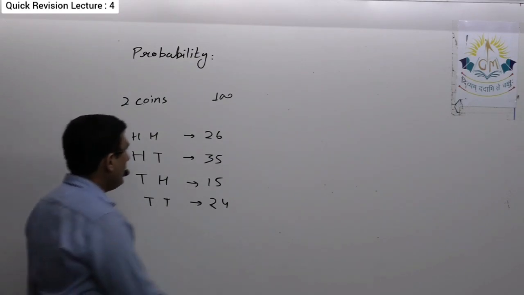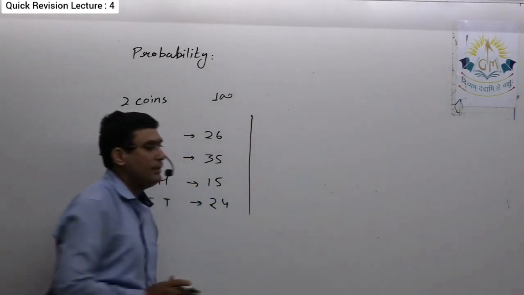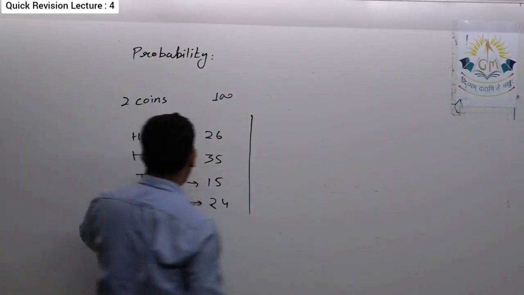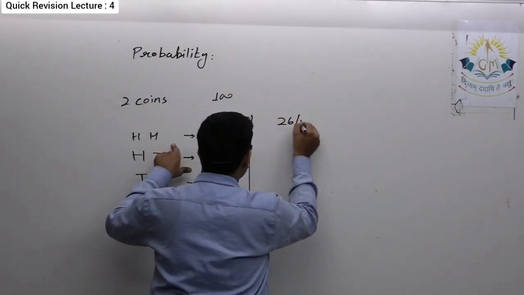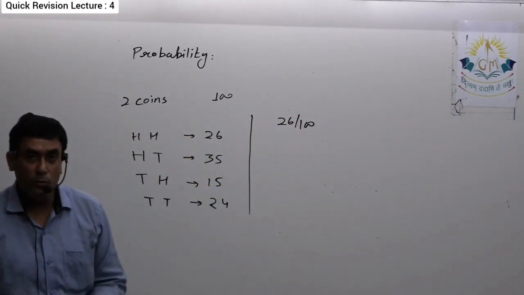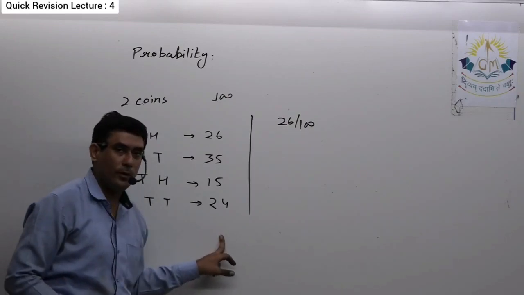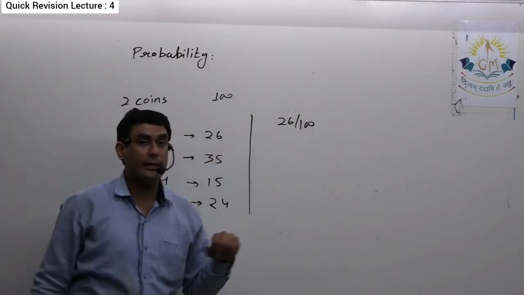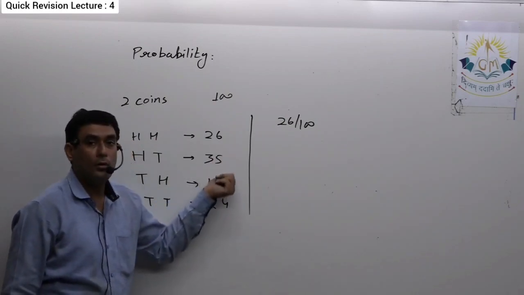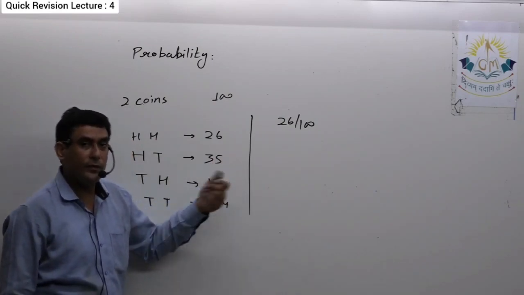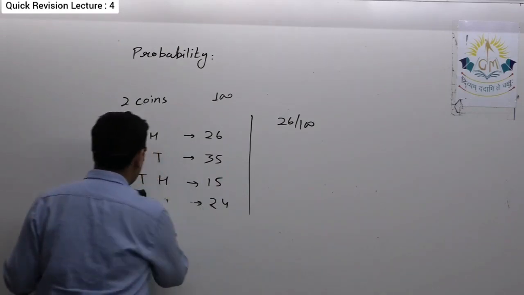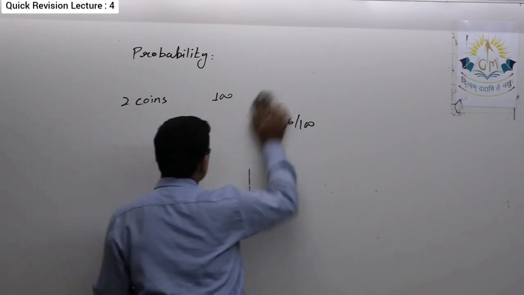Now the question comes: what is the probability of getting all heads? All heads means 26 upon 100. What is the probability of getting two tails? That means 24 upon 100. What is the probability of getting one head? For one head, I have to include these two, so the probability of getting one head is 50 upon 100. This is the way by which we can find the probability for these types of questions.